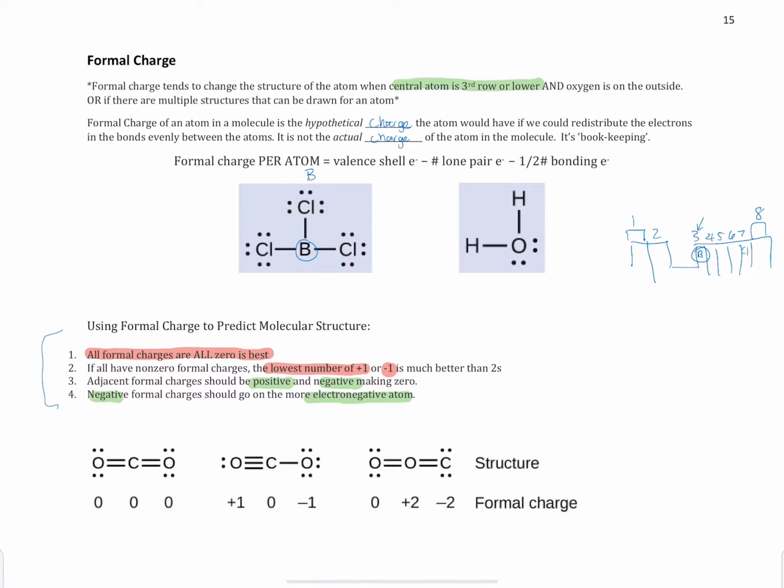So for boron's formal charge, I have 3 minus the number of non-bonding electrons. He doesn't have any little dots around him, so his is 0, minus half of the bonding electrons. In this, there's 1, 2, 3, 4, 5, 6 total electrons that are being bonded with him. So 3 minus 0 minus 3 is 0. So his formal charge is 0, and that's good.